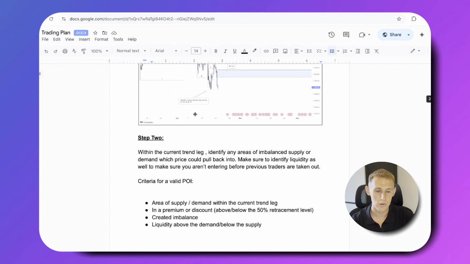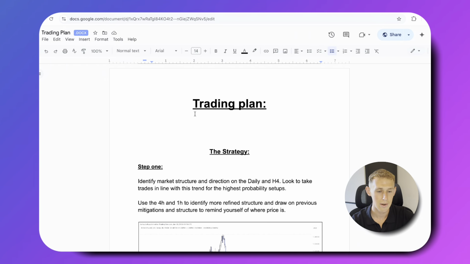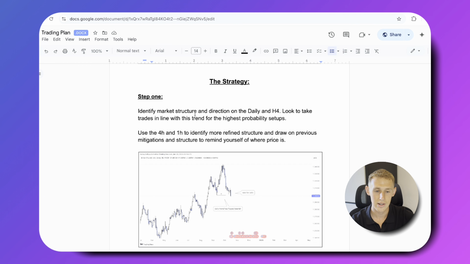But as for the actual trading strategy and plan itself, I think that's everything that is necessary to mention here. So let's jump over to the charts now and let's get into the actual backtesting itself.